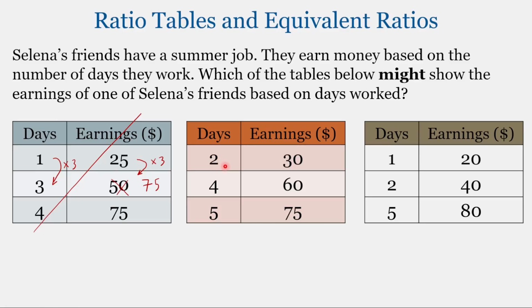Looking at this second table, for 2 days, the friend made $30. So going from 2 to 4, we get that by multiplying by 2. And so if we take 30 and multiply by 2, we do get 60. So that value works. Now let's see how much she should earn when she works 5 days.